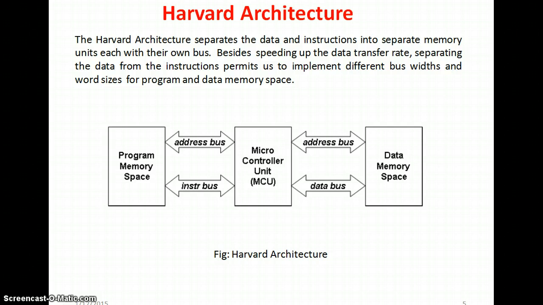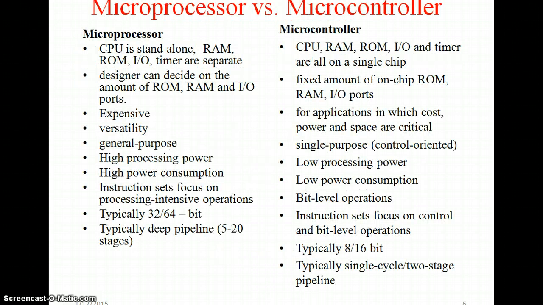And another architecture is von Neumann architecture. It can also be called Princeton architecture. Because a common memory is used for all the purposes, data memory as well as instruction memory, it has less speed. These are the common differences between the microprocessor and microcontroller.